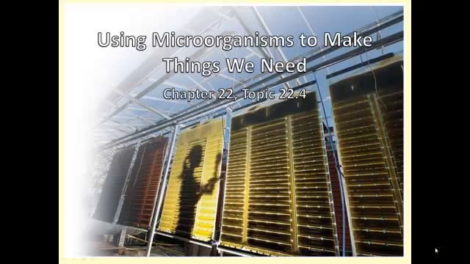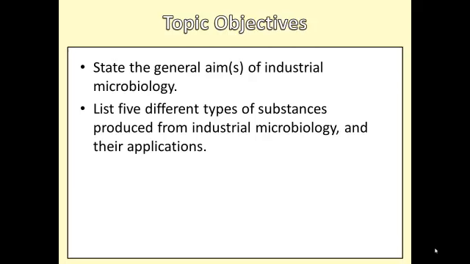Chapter 22, Topic 22.4, Using Microorganisms to Make the Things We Need. The objectives for this topic are: state the general aims of industrial microbiology, and list 5 different types of substances produced from industrial microbiology, and their applications.